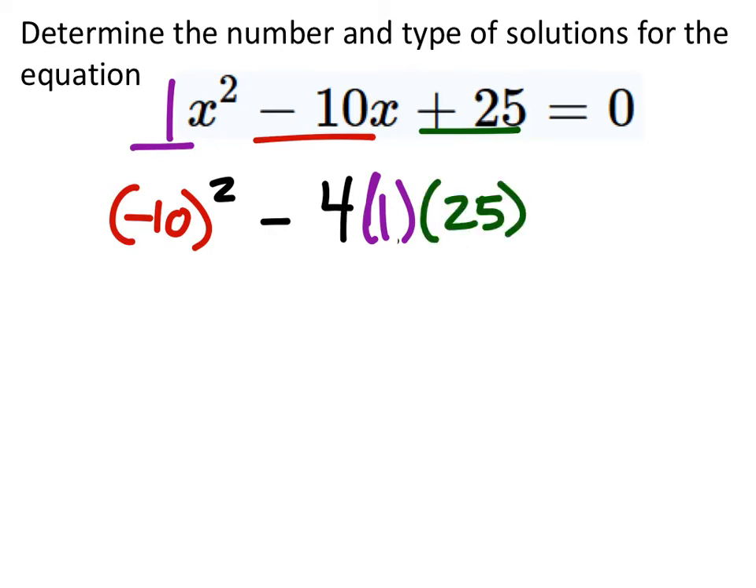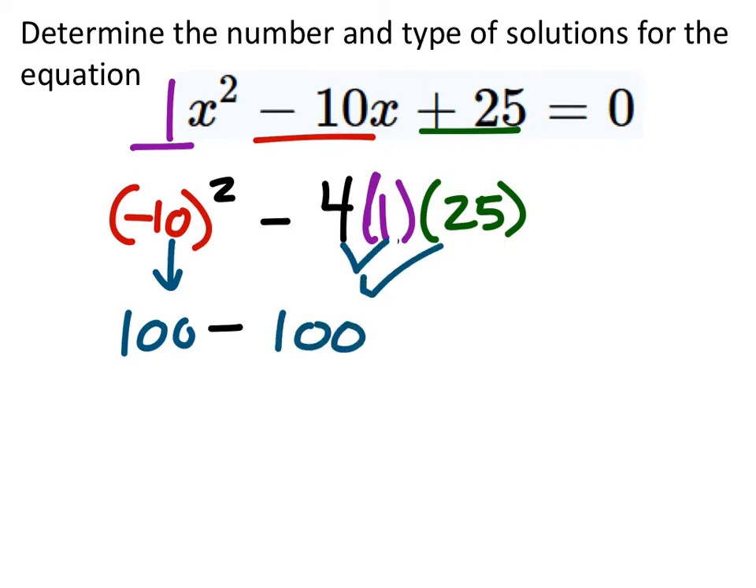Let's evaluate this. Negative 10 squared is 100. Minus, well, we can do the multiplication there. 4 times 1 is 4, times 25 is 100. And 100 minus 100 is 0. So technically it is not positive or negative. We just say it's 0, which means we should technically end up with one solution.